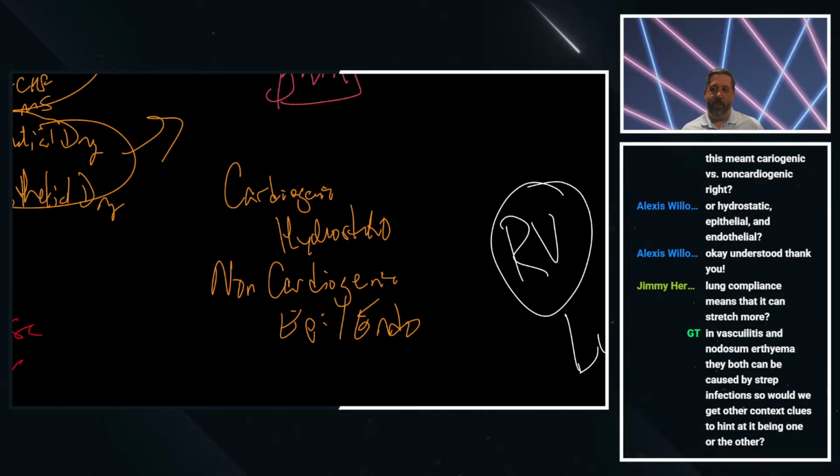I wouldn't say if they have a strep infection, what are they susceptible to getting? I'm not going to list both of those, that's too confusing. But I would say they present with XYZ, and then you should know what the description of vasculitis is, what the description of erythema nodosum is, that would make sense in a question.